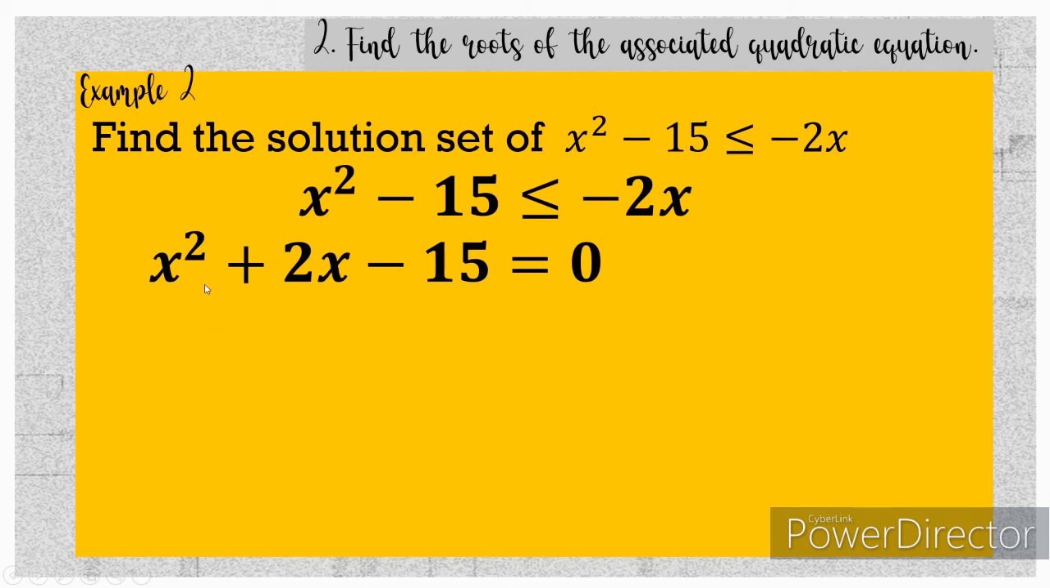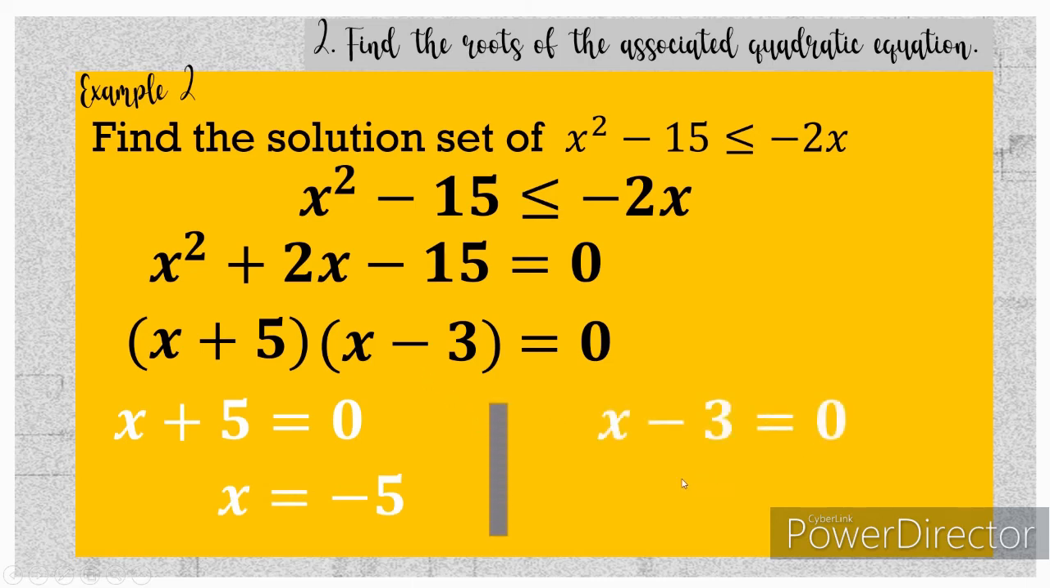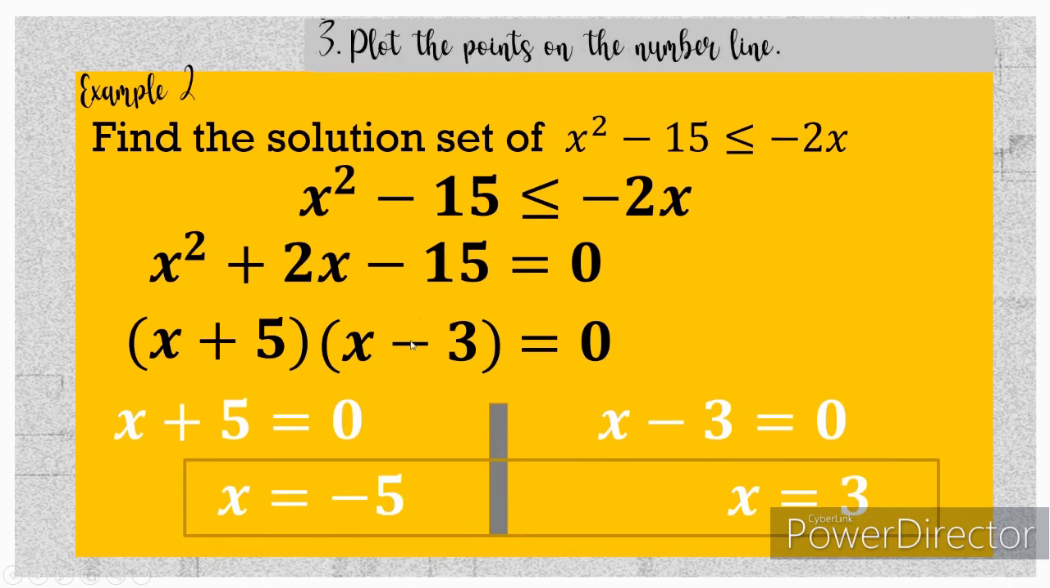Then, this quadratic equation can be written in factored form as quantity x plus 5 times quantity x minus 3 equals 0. Then, to find the roots of this equation, let us use the zero factor theorem. So, for the first factor, we have x plus 5 equals 0. So, x is negative 5. For the next factor, we have x minus 3 equals 0. We have x is positive 3. So, we have the roots negative 5 and positive 3. Okay? Plot the points on the number line.